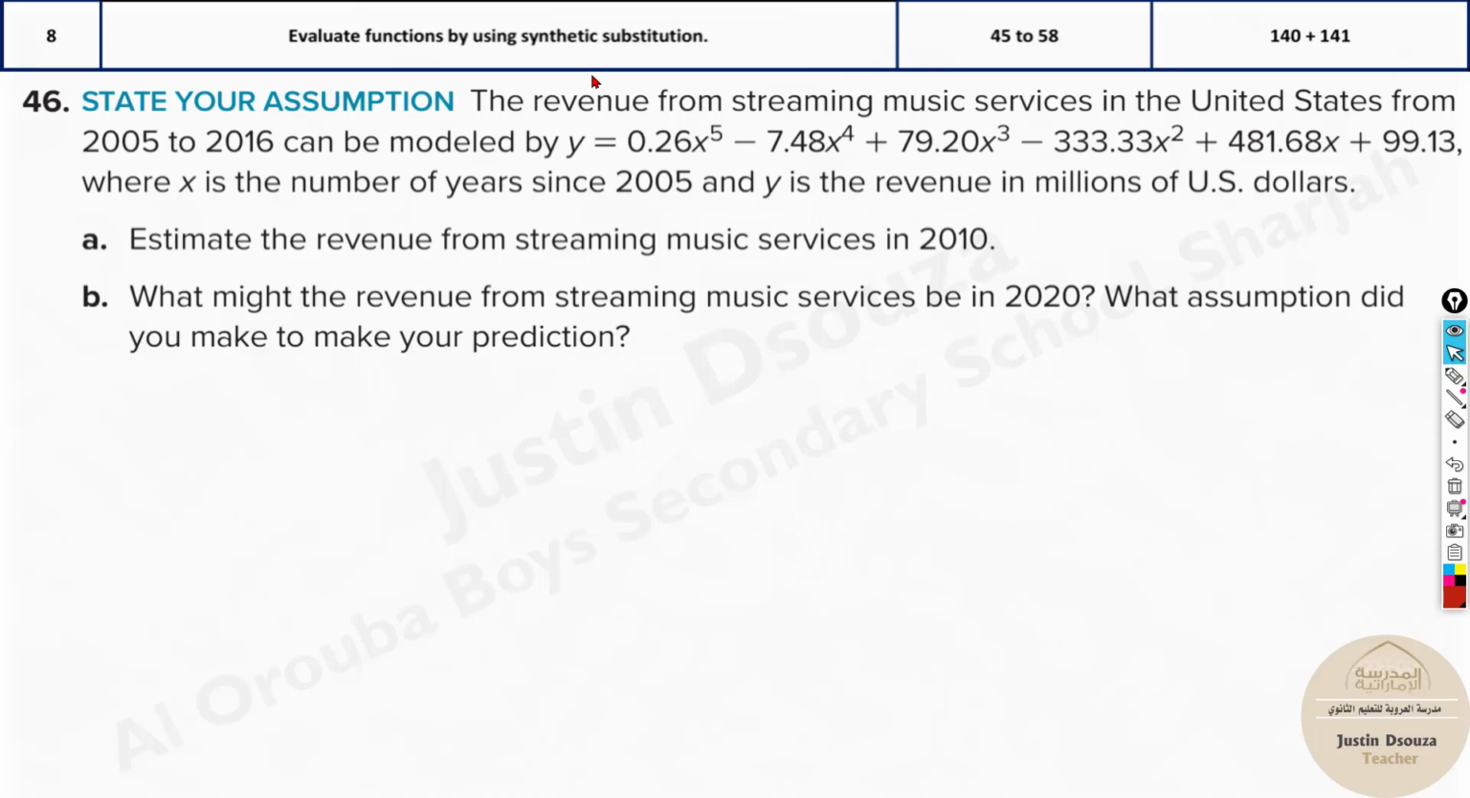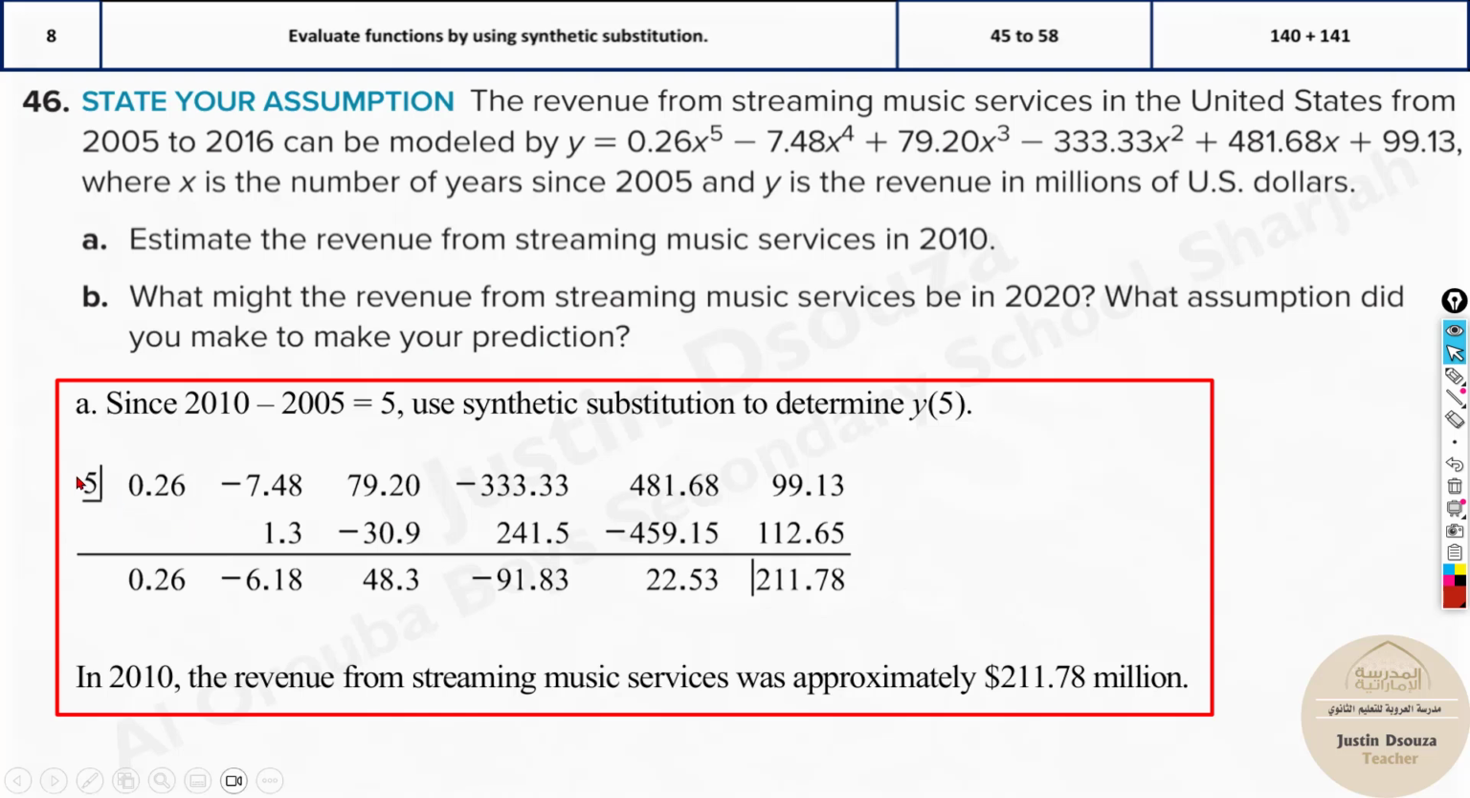So now we are using this equation over here and finding it for 2010 and 2020, but this equation is only valid from 2005. So what is the number of years from 2005 to 2010? It is 5 years, right? So here the x value must be 5. Now you can go ahead and do the synthetic division with x of 5, writing 5 over here, writing all the coefficients and doing it. But this is going to take forever, right? I'll tell you a shortcut.